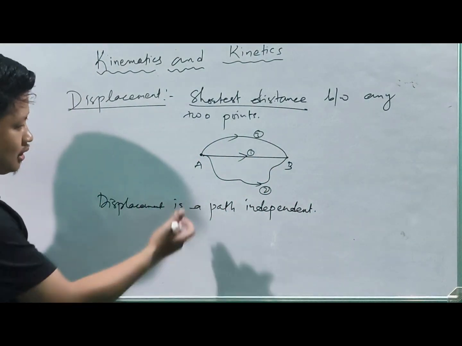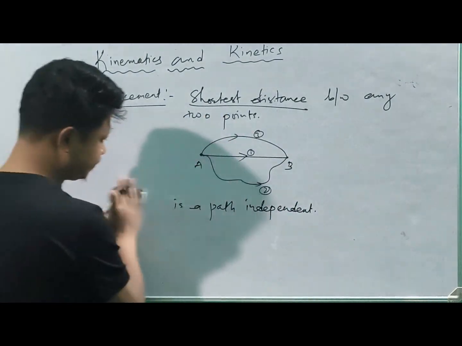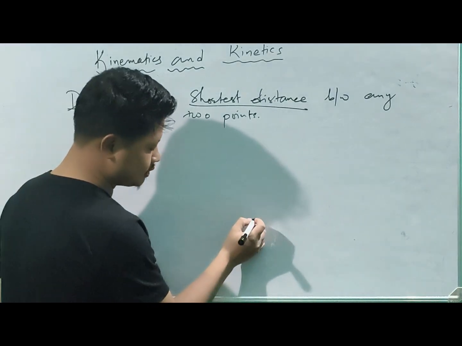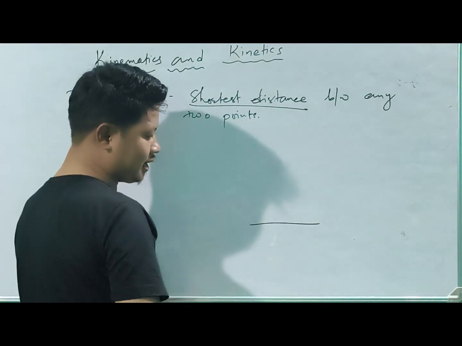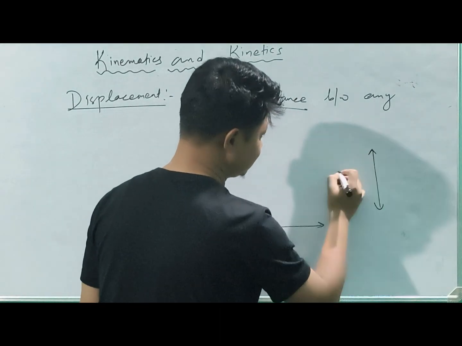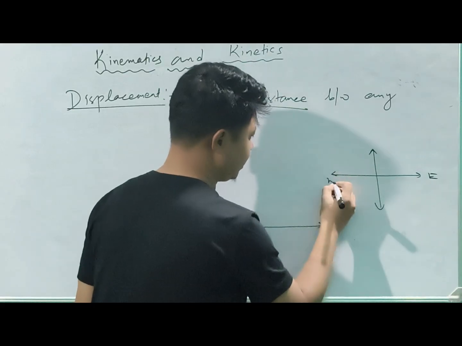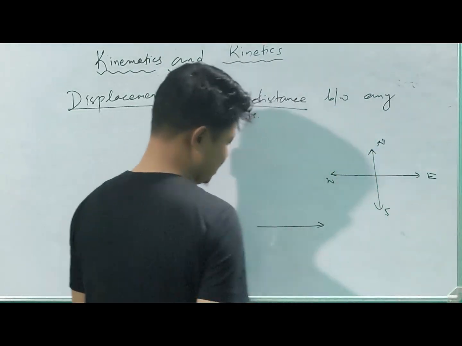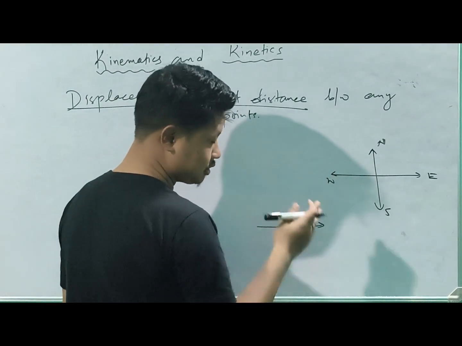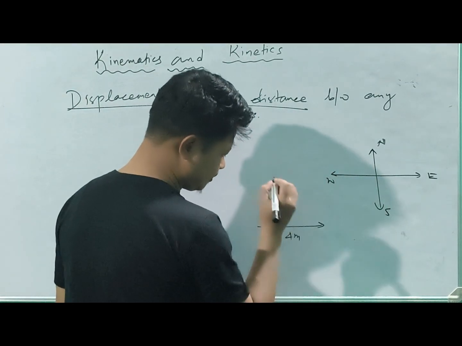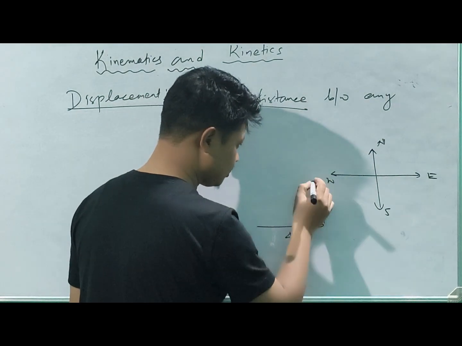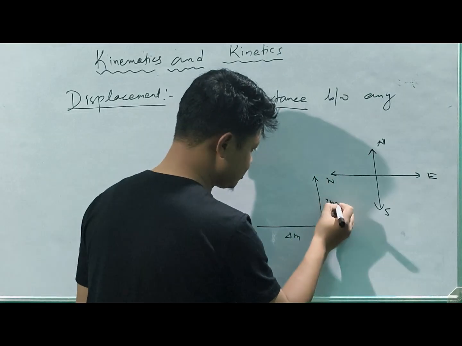What matters is the initial and the final point. Now let us consider a case in which an object, a particle, is moving along the direction east. Let us make this first: east, west, north, and then south. Let us consider a particle moving a distance of 4 meter towards the east, and now suddenly it moves a distance of 3 meter towards the north.